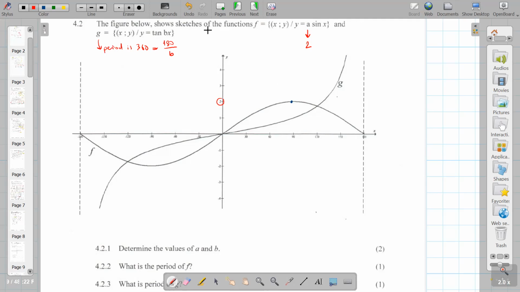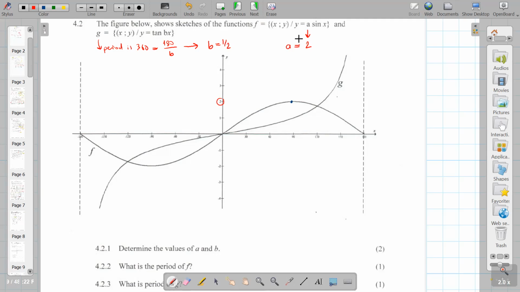So is it tangent x? No. It must be divided by half. So you don't need to show any calculation. You should just say b is half and a is 2. But I'm just showing you how you get b is half, because the period is supposed to be 180, but it becomes 360.